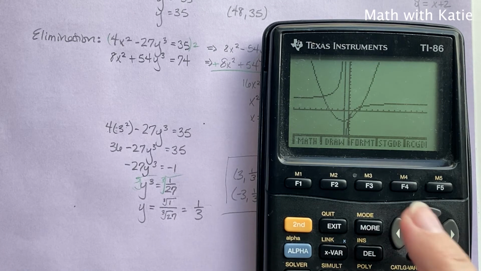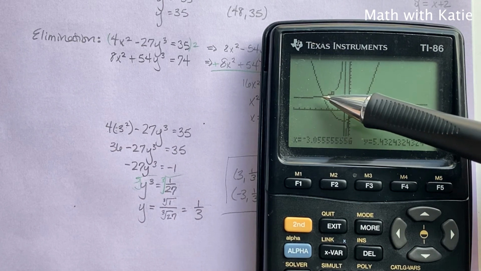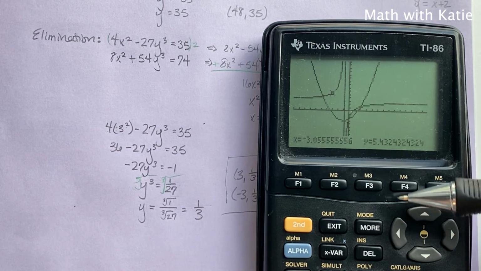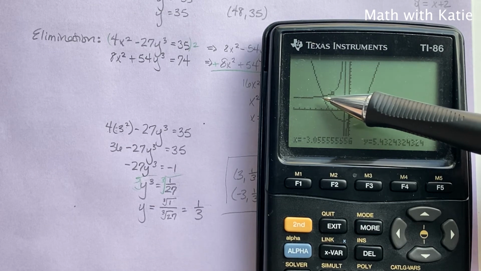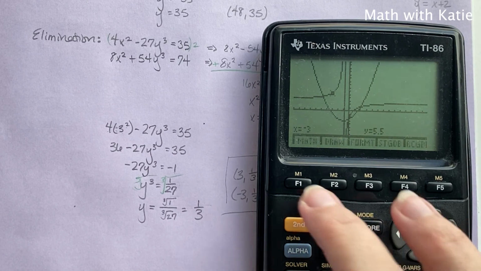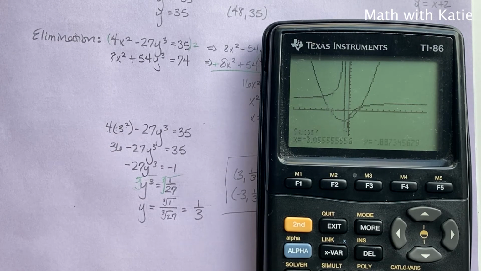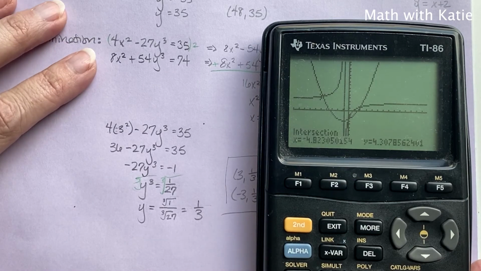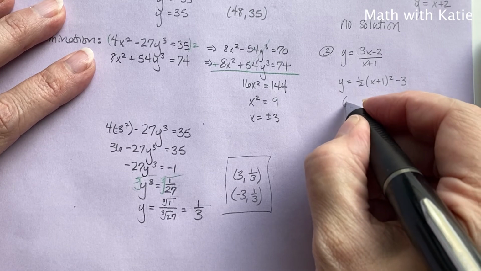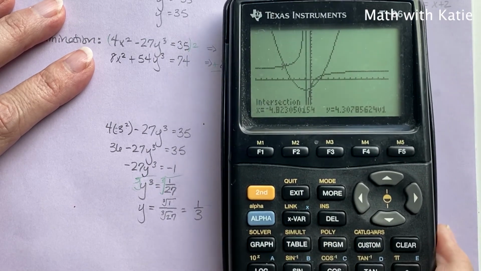First, we need to tell it where to be, because I want this intersection right here. So what you're going to do is hit trace and then get the cursor close to this intersection. So I just hit -3, therefore it's the closest here, okay? So now we will do math, intersection. So it says first curve, yes. Second curve, yes. Okay, our first intersection is that, and we're just going to round to the nearest tenth. So -4.8, comma 4.3.